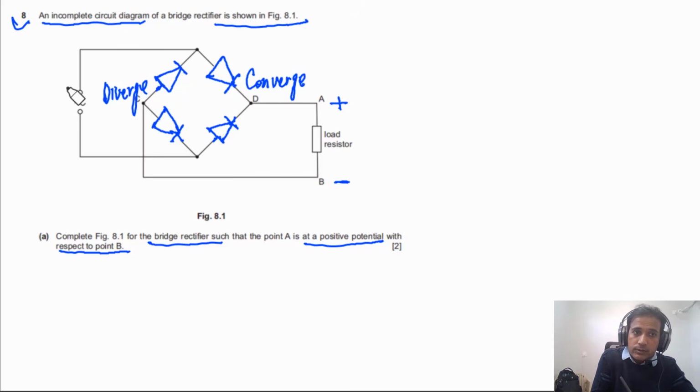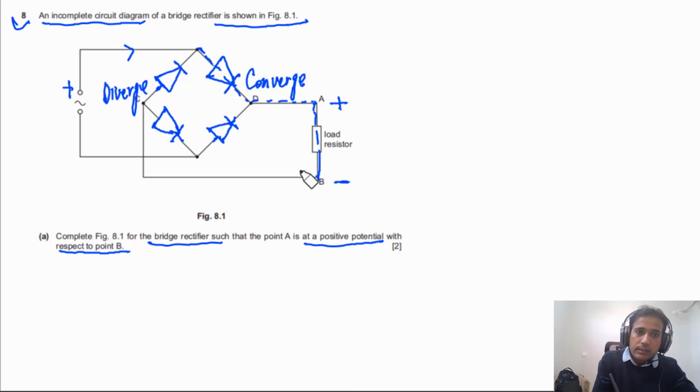So you can also see when this side is positive, how current will flow. It will flow this way, but it cannot go this way because this is in reverse biased. So current will go this way. It will pass through this one, then it will enter the resistor from this side. So the entering side of the resistor is positive.